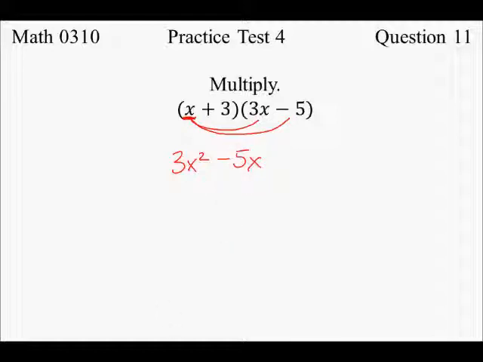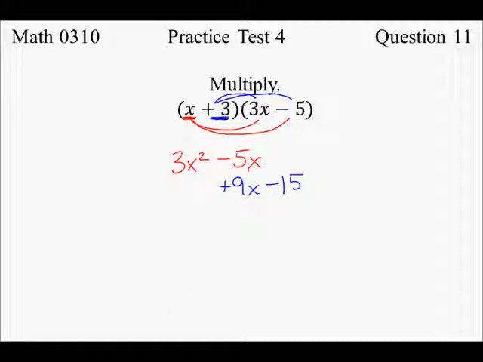Okay, and now we'll look at distributing our positive 3. So distributing our 3 times 3x would give us 9x. I already have an x term, so I'm going to go ahead and write that 9x underneath the x term I already have. That'll make it easy to combine. And then 3 times a negative 5. 3 times 5 is 15, and a positive times a negative makes that a minus 15 there.